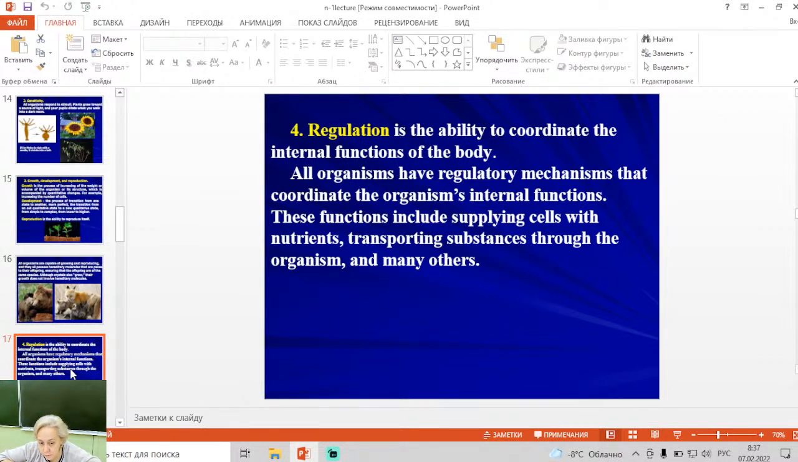Next property of life, regulation. Regulation is the ability to coordinate the internal functions of the body. All organisms have regulatory mechanisms that coordinate the organism's internal functions. These functions include supplying cells with nutrients, transporting substances through the organism, and many others.